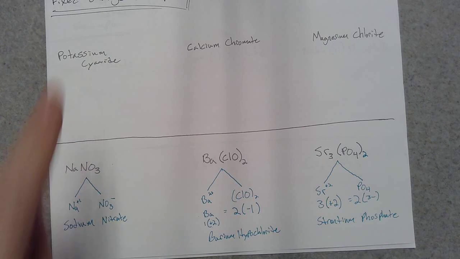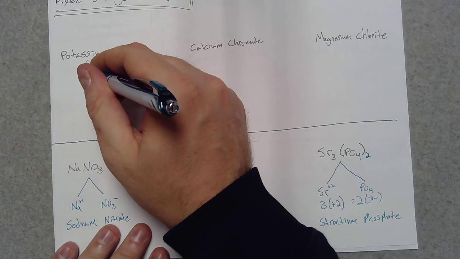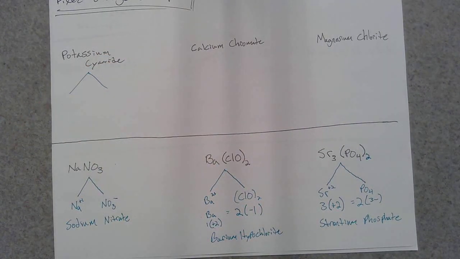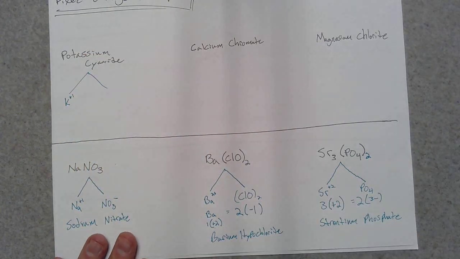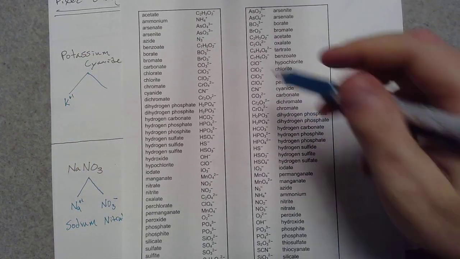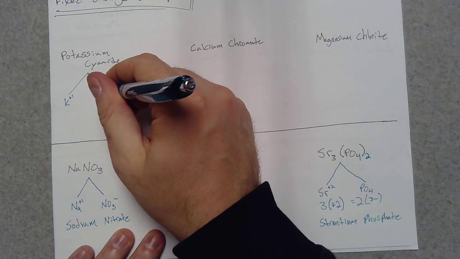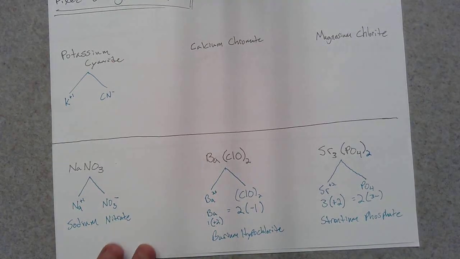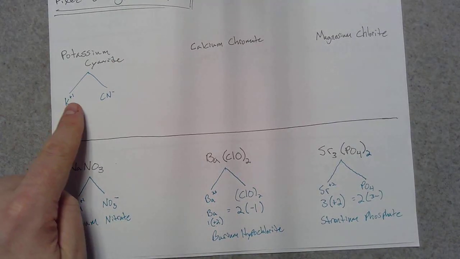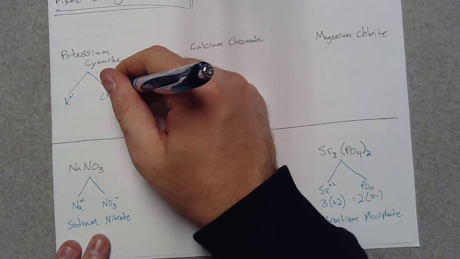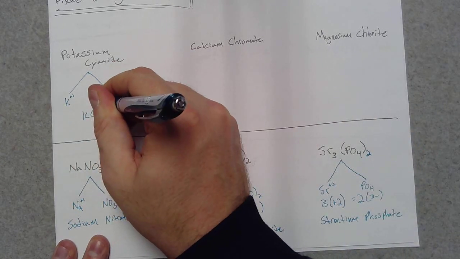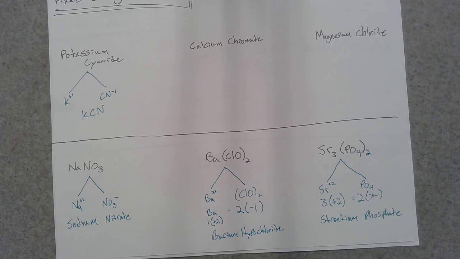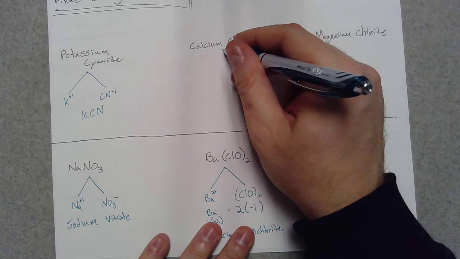Now what about up here? So let's go backwards. I have potassium and cyanide. So I know I have potassium. Potassium has a +1. And then I have cyanide. So cyanide, CN minus. And so I got a +1. I got a -1 over here. They're nice and balanced already, so I can just put them together. KCN.